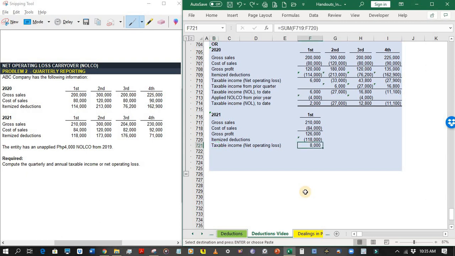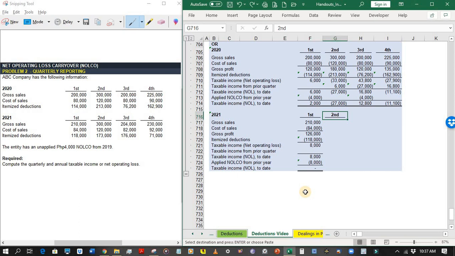And again, since our result of operation for the first quarter of 2021 is a taxable income, we can now deduct our NOLCO from the previous years, which has a balance of 15,100. So the amount of NOLCO that can be applied during the first quarter is 8,000 pesos. Of course, only up to the extent of the taxable income. So, which means that at the end of the first quarter, we have no taxable income. Therefore, there is no tax liability.